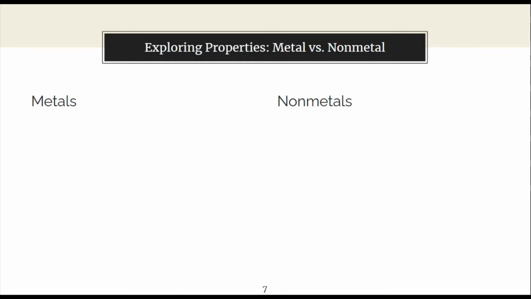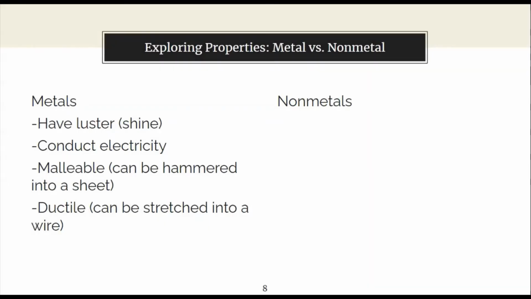Now, since we're talking about properties, let's go back and talk about the properties of metals and nonmetals. Last time we learned about the areas of the periodic table that have metals and nonmetals. So now let's look at some of their properties. Metals have luster or shine. They conduct electricity. They're malleable, which means they can be hammered into a thin sheet, and they're ductile, which means they can be stretched into a wire. Conductivity is a physical property because when a metal conducts electricity, it doesn't change substances, right? Otherwise, wires would be one-time use things. Conducting electricity doesn't change the identity of the substance.